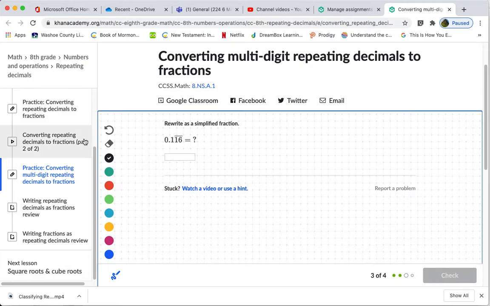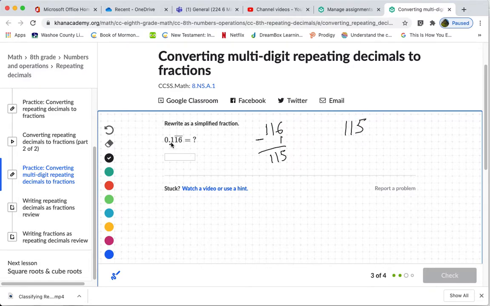Okay, here's one. This one, we don't have a number that we have to add in afterwards. The 16 part is repeating, but the 1 is not. So again, we're going to take the whole thing, the 116, and from it we're subtracting just the non-repeating part, so just the 1, and that's going to give us 115. So that's our numerator, 115.